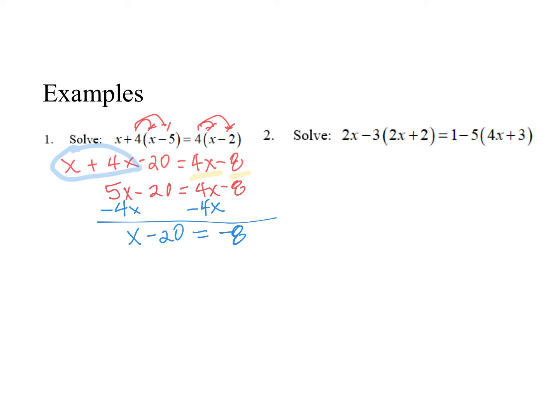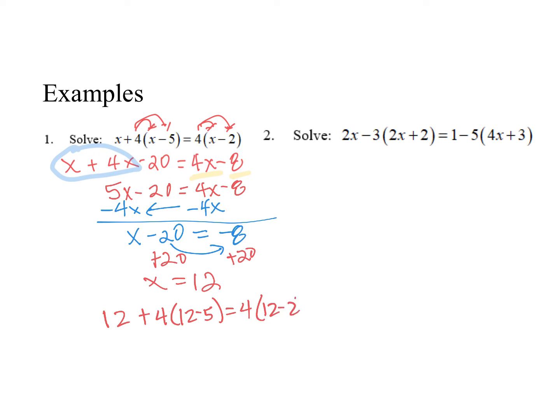But since I moved my variables to the left, that means I'm going to move my constants to the right. So I'm going to add 20 to each side, and that's going to give me x equals positive 12. Then you can go back and check if you'd like, and you can just substitute directly into the original: 12 plus 4 times 12 minus 5 equals 4 times 12 minus 2, and you can check to see if that is correct.